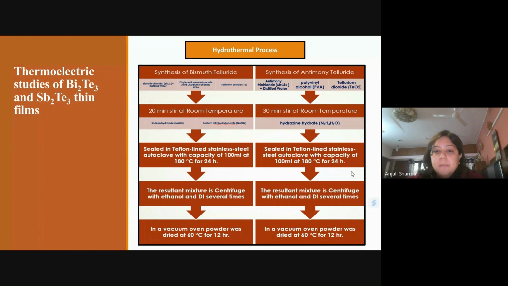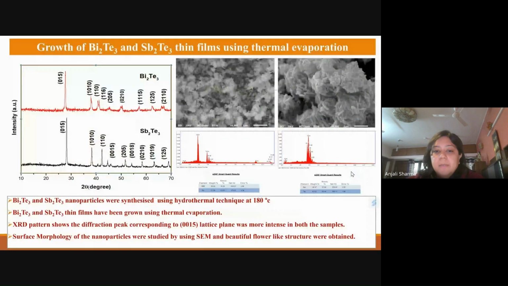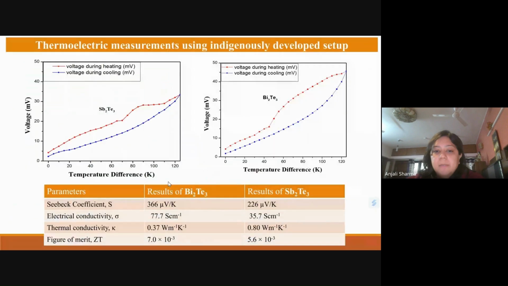these films have been prepared again using thermal evaporation, and the material has been prepared in-house using the hydrothermal process. And these are the characteristics studied for the bismuth telluride and antimony telluride material, and these are the SEM images of the bulk material, and these are the XRD patterns of the bulk material, and these confirm the formation of bismuth telluride and antimony telluride using the hydrothermal technique.